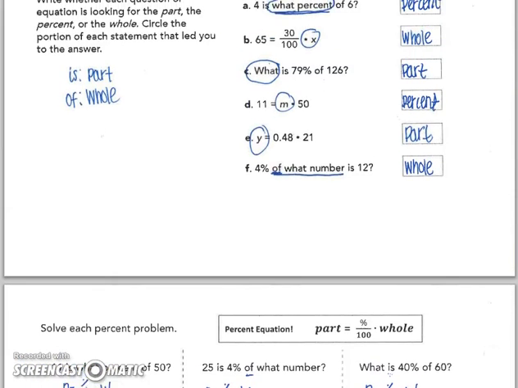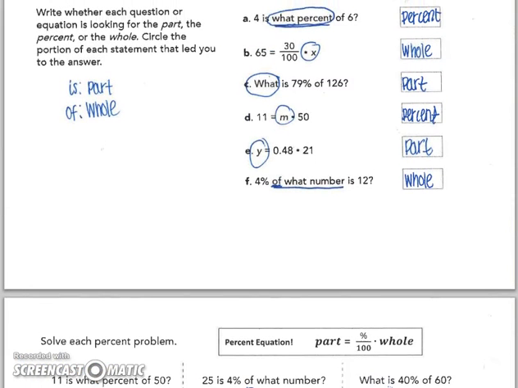Okay, looking at our next example, we have what is 40% of 60? So for this example, I know that I'm trying to find the part because it's next to is. And notice I'm taking 40% of 60. That means I'm taking 40% of this full amount.